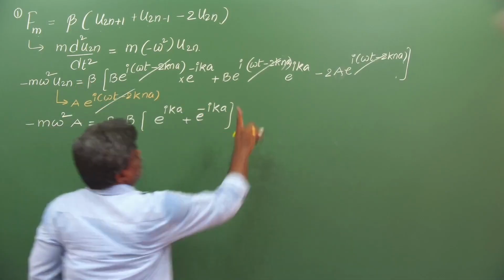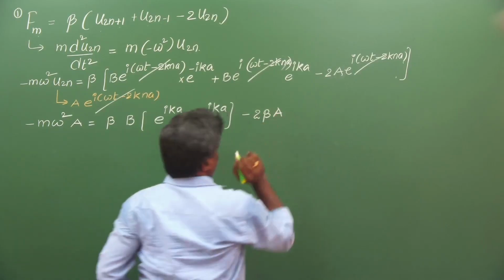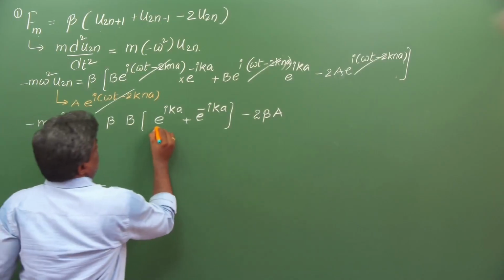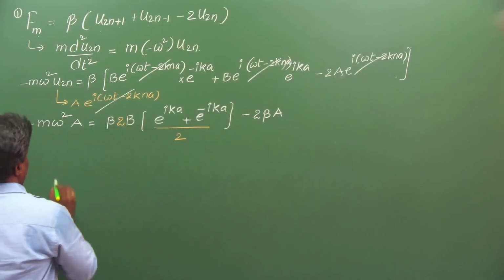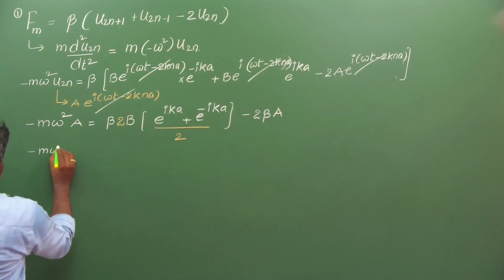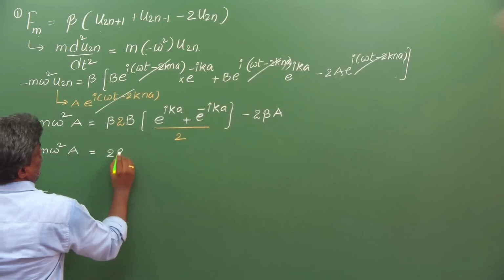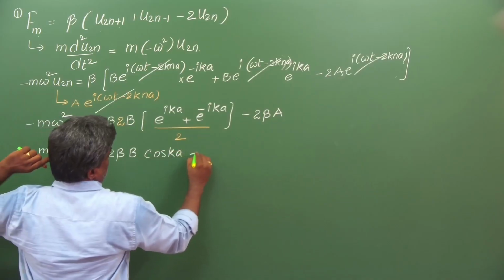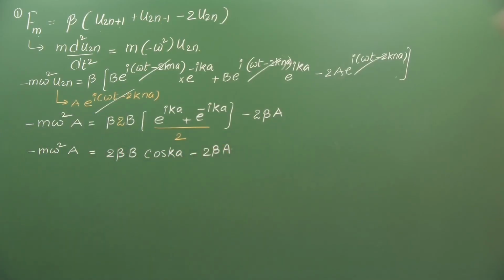Okay, I am separating that. Minus 2 beta A. Is it okay? Any trouble? Now, something is missing. What is missing? Finally, minus m omega square A equal to 2 beta B cos K a minus 2 beta A. Any doubt up to this?